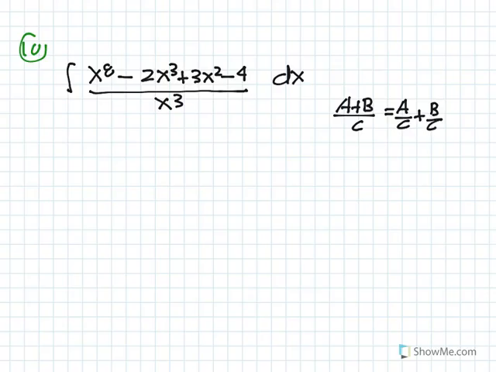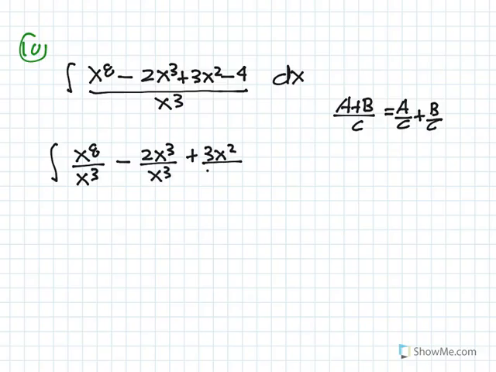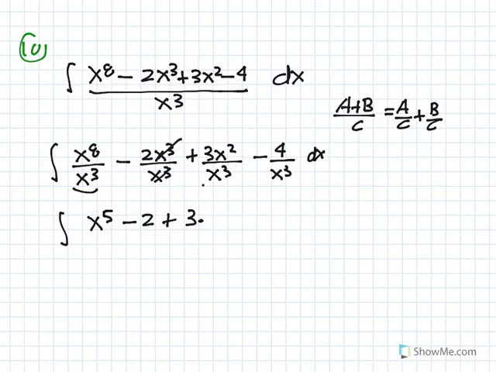So dividing this through, we get x to the 8 over x cubed minus 2x cubed over x cubed plus 3x squared over x cubed minus 4 over x cubed dx. Let's simplify a little bit. We have the same base we're dividing, so that's going to be x to the 8 minus 3, which is 5. The x cubed cancels out, we get minus 2. Plus 3 times, same base, we get x to the minus 1. And rewrite 4 over x cubed as minus 4 x to the negative 3.